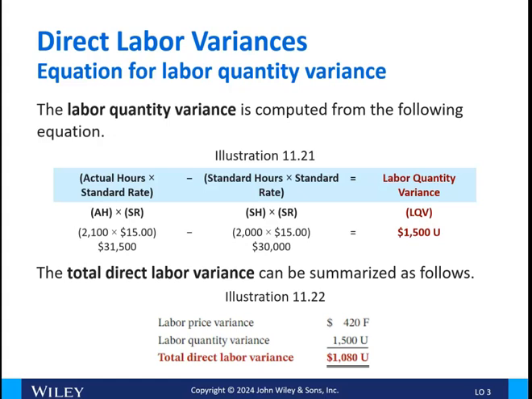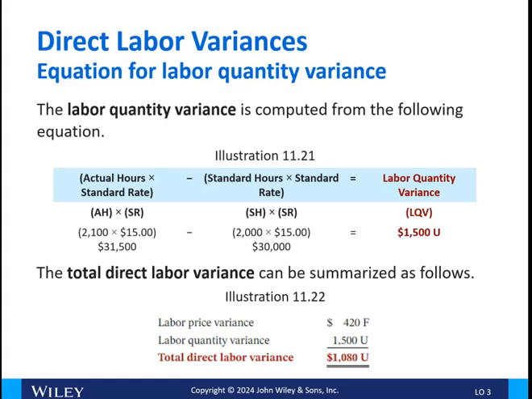Then if we look at the labor quantity, we take actual hours at standard rate minus our standard hours at standard rate. So 2,100 actual hours times $15 standard rate is 31,500. Compare that to our standard hours of 2,000 at our standard rate of $15, or 30,000. We see that we're $1,500 unfavorable.